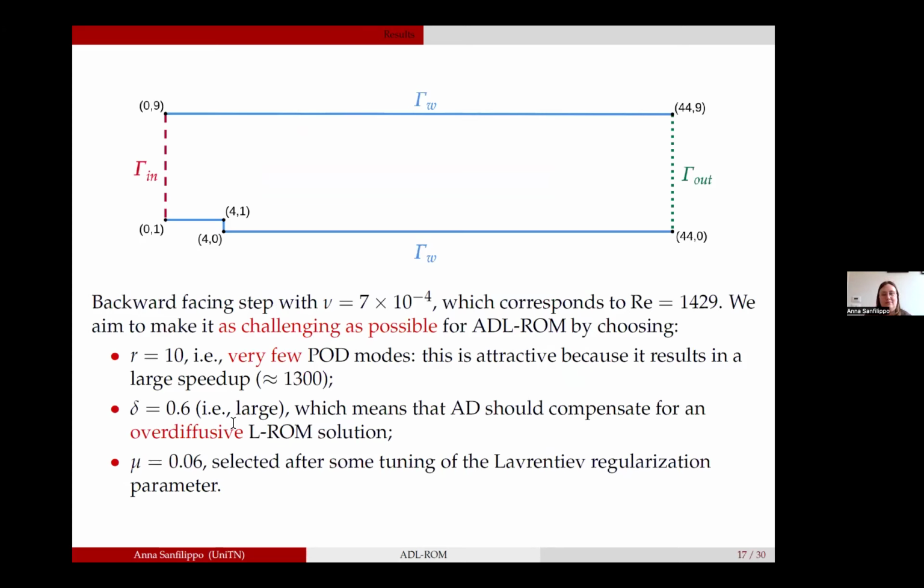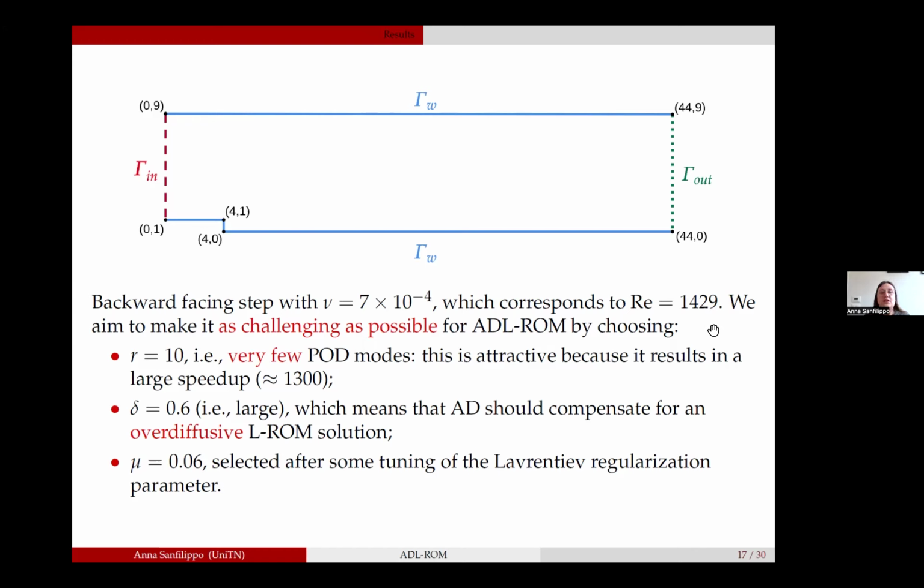So now, the real and proper results. Here we solved properly L-ROM and ADL-ROM. In this case, we used a backward facing step domain with a smaller nu, which means a larger Reynolds number. We wanted to make all the settings as challenging as possible for ADL-ROM. So we chose a more challenging domain, a more challenging viscosity, and moreover, we also chose to use very few POD modes or basis functions, only 10.